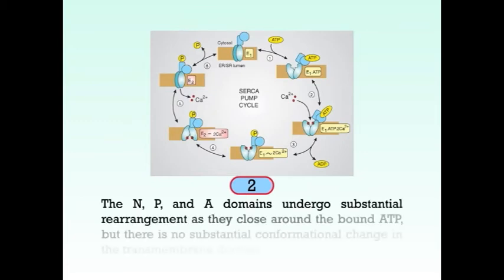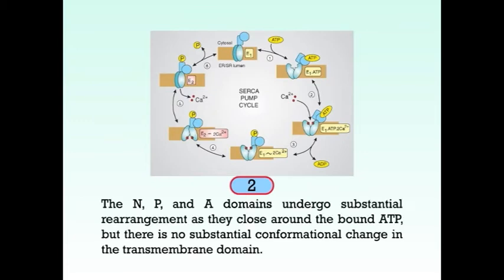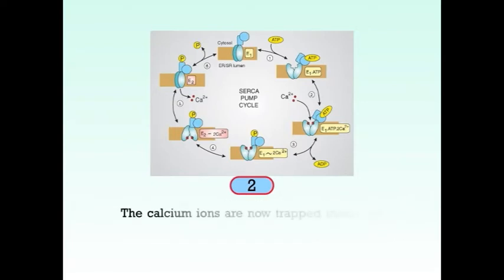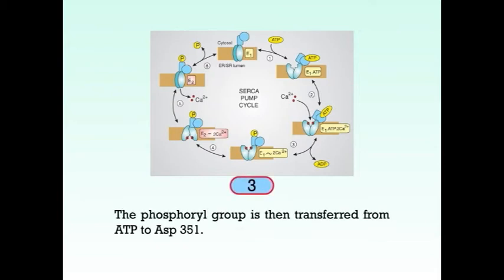The N, P, and A domains undergo substantial rearrangement as they close around the bound ATP. But there is no substantial conformational change in the transmembrane domain. The calcium ions are now trapped inside the enzyme. The third step is, the phosphoryl group is then transferred from ATP to aspartate 351.